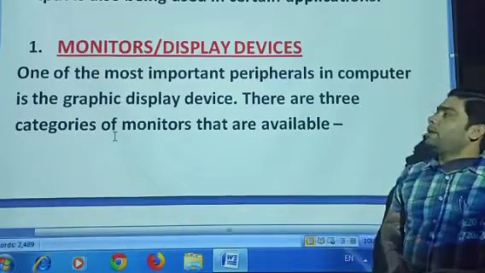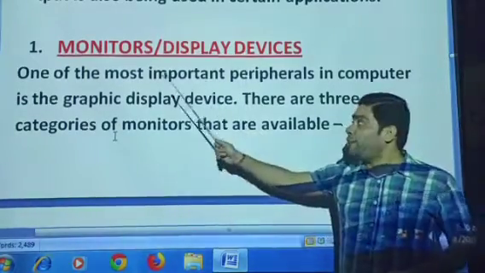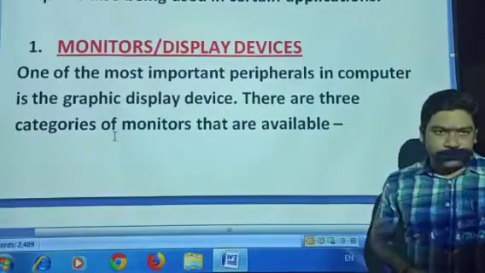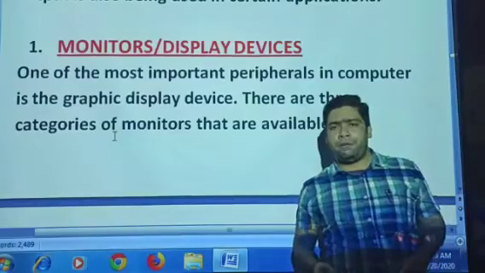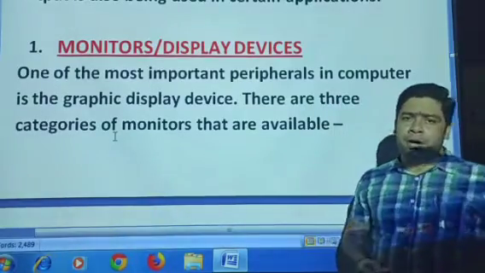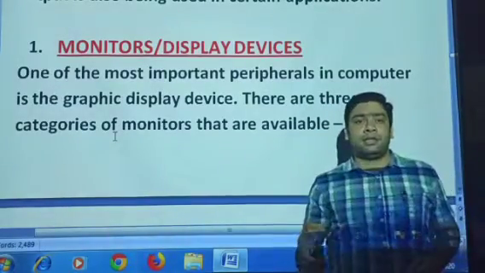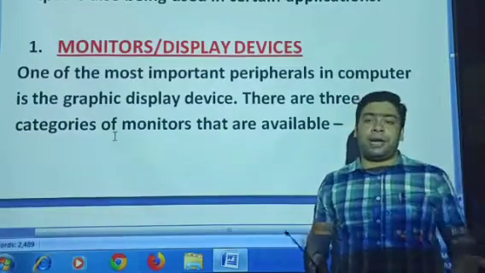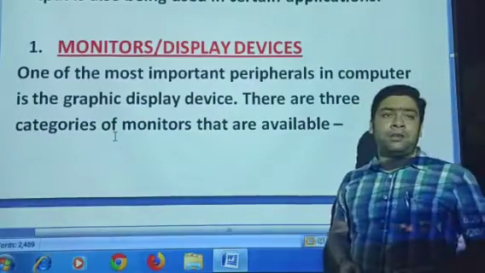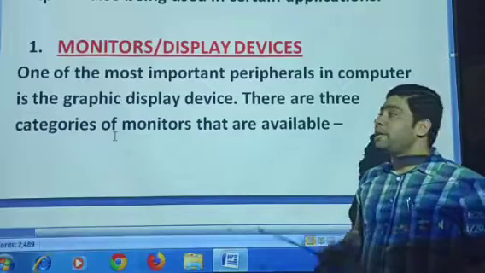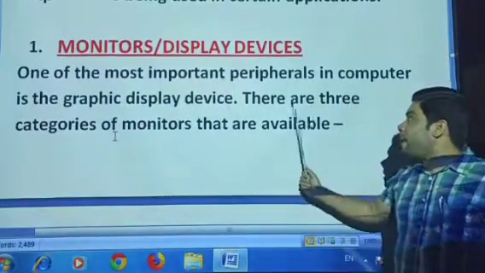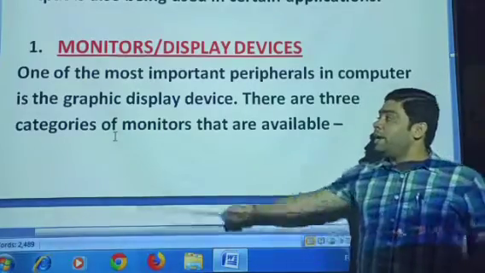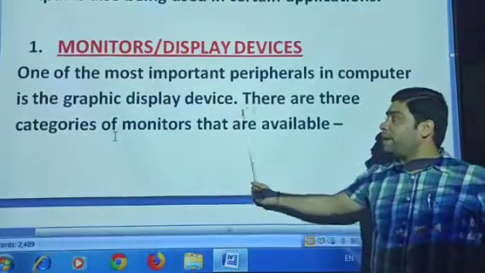So here the first one is monitor or display devices. What is a monitor or display device? For example, our mobile, laptop, computer. These are devices which display the thought, the idea, the OS, or everything where we get information. That is called a display or monitor device. One of the most important peripherals in the computer is the graphic display device.